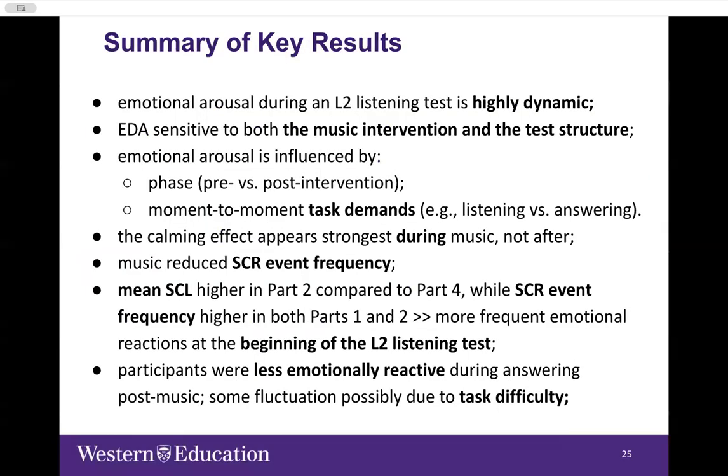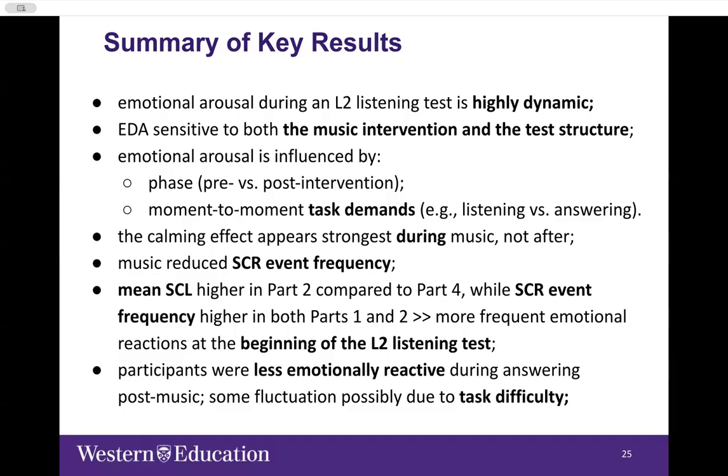Overall, emotional arousal during the L2 listening test appeared highly dynamic. EDA was sensitive not only to the music intervention, but also to the structure and moment-to-moment demands of the test. The calming effect appeared strongest during the music phase itself, with mean SCL, SCR event amplitude, and SCR event frequency generally decreasing over time.